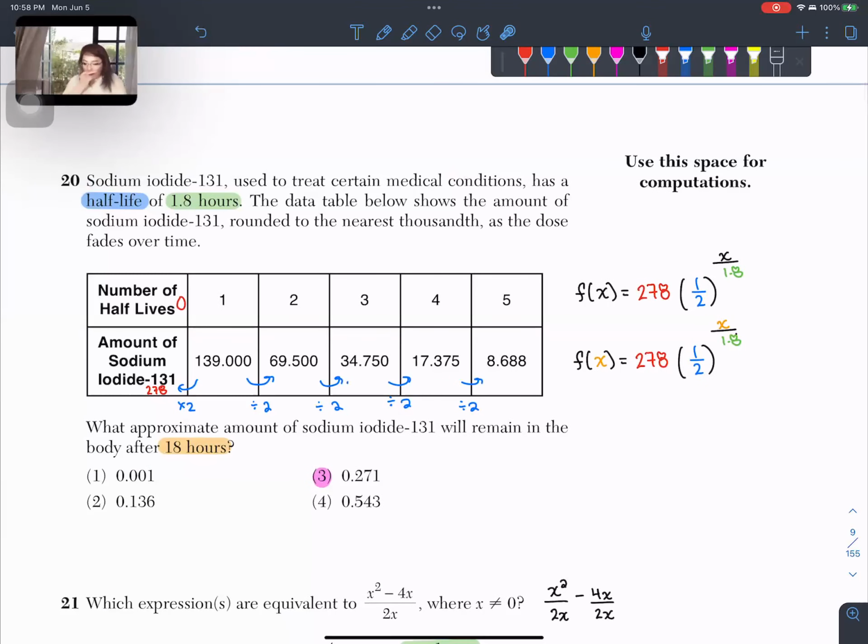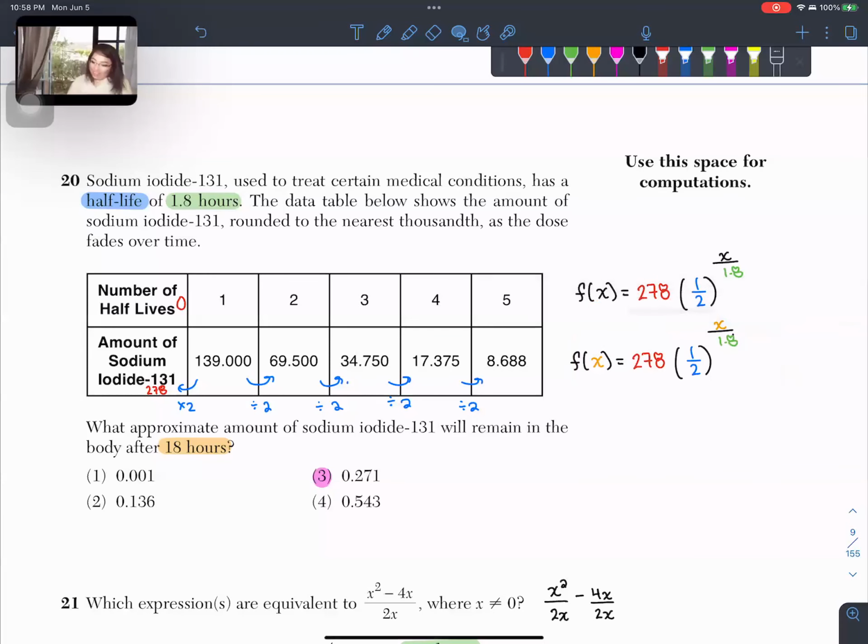This one was a hard one. So what I would have done is created an equation. A half-life means that the base is 1/2, and every 1.8 hours means that it's x over 1.8. And so you're putting 18. Oh, this is incomplete.